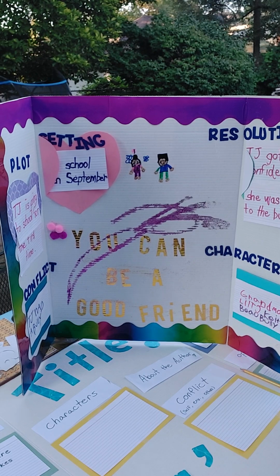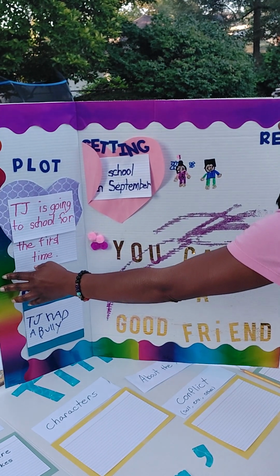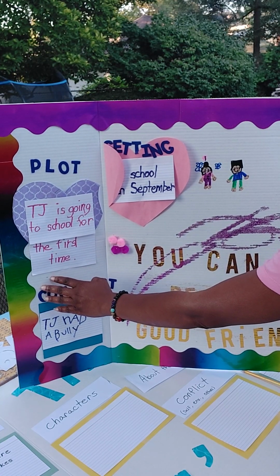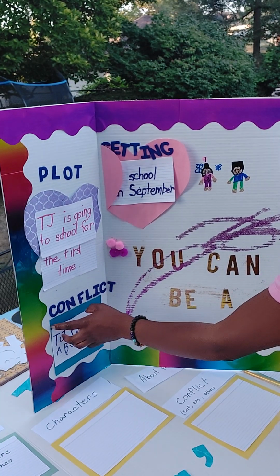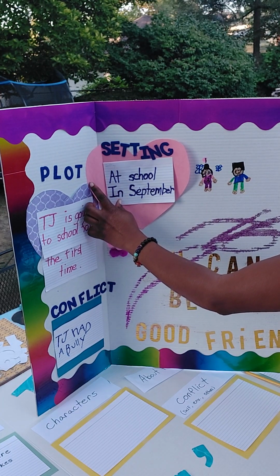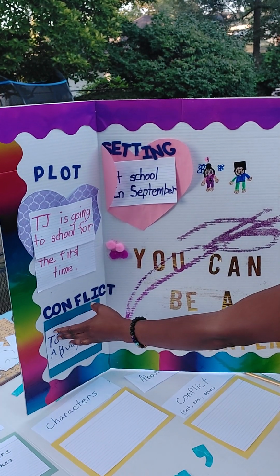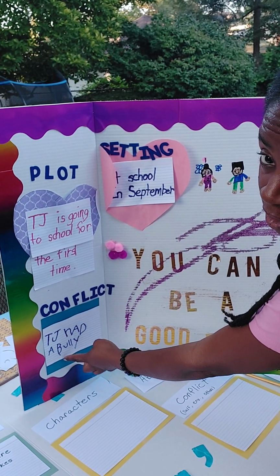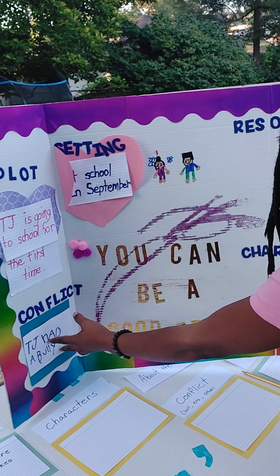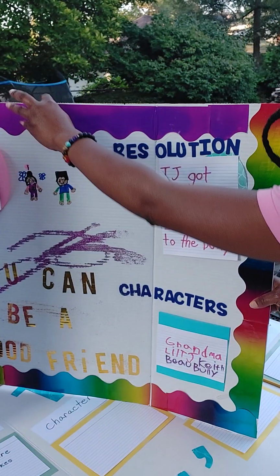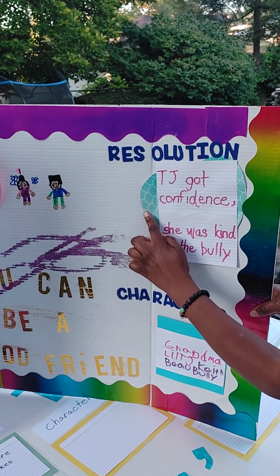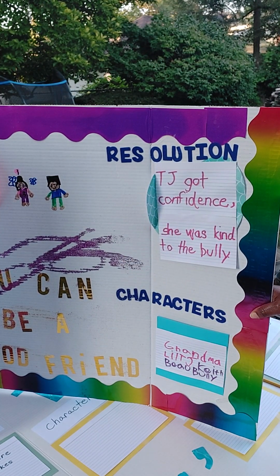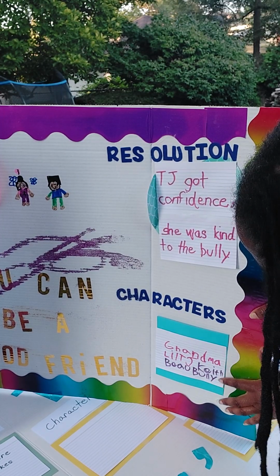I don't have the book here with me, but we've got the plot here. TJ is going to school for the first time. And then she went over here for the setting, at school in September. Then we have the conflict. In this case, the conflict was TJ had a bully. Uh-oh. Let's see, was there a resolution of conflict over here? The resolution was TJ got confidence. She was kind to the bully. And she lists the characters here.